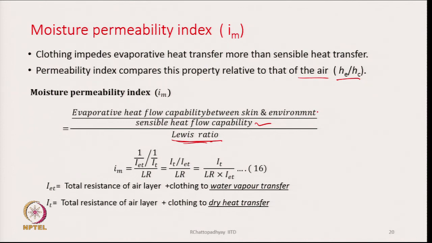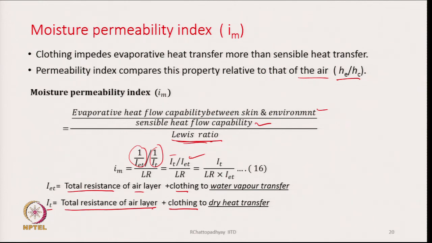On the numerator, we have a ratio which is evaporative heat flow capability between skin and environment and sensible heat flow capability. So I m is going to be 1 upon I e t over 1 upon I t, divided by L r, which basically means I t divided by I e t. E stands for evaporative heat transfer. I T is the total resistance of the air layer and clothing to dry heat transfer, and I E T is the total resistance of the air layer and clothing to water vapor transfer.